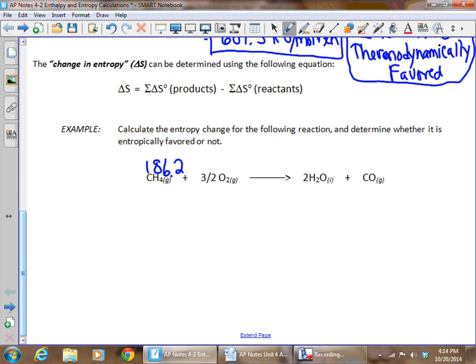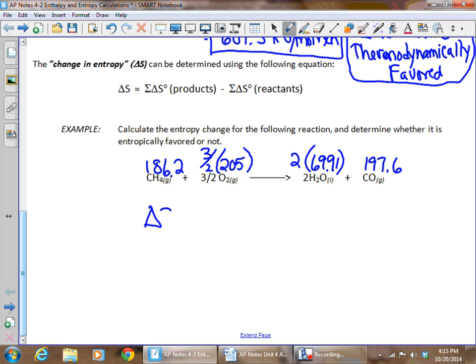Now this is for entropy. According to thermodynamics, the only thing that has a 0 value for entropy is a perfect crystal at 0 kelvins. And this is not a perfect crystal at 0 kelvins. So this will have a value now when we're talking about its entropy. And that value is 205. Keep in mind that we now need to multiply that by 3/2, the coefficient. Water in the liquid state is 69.91. We will need to multiply that by 2, and carbon monoxide is 197.6.